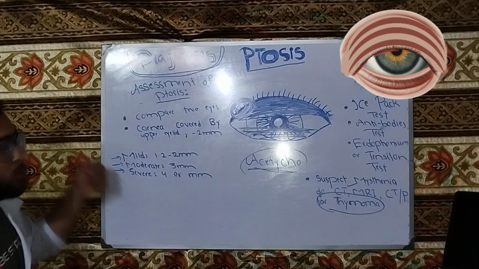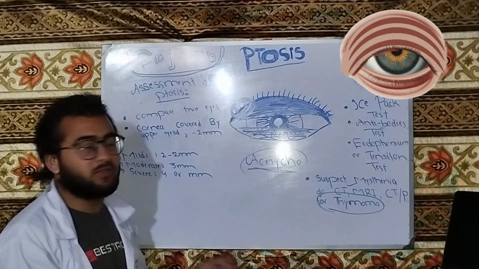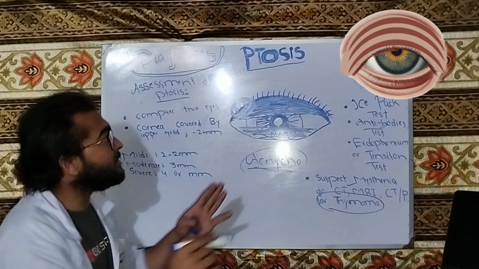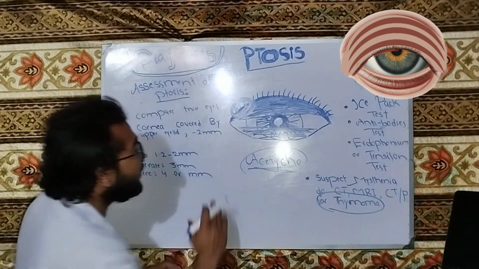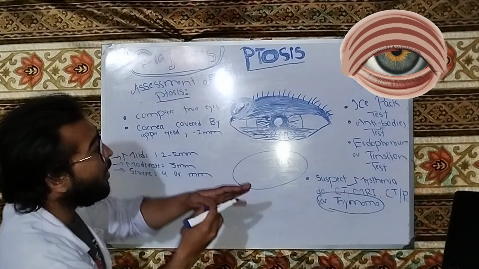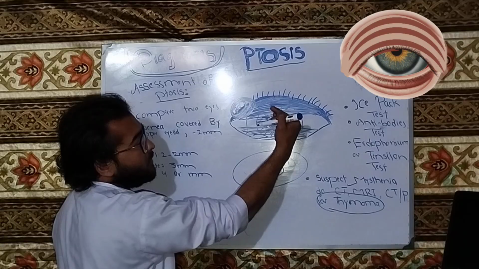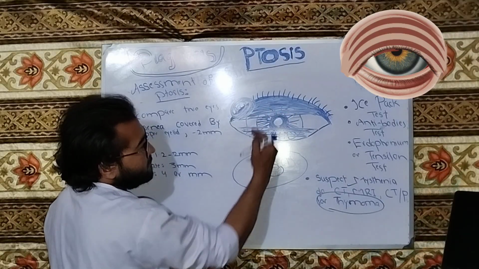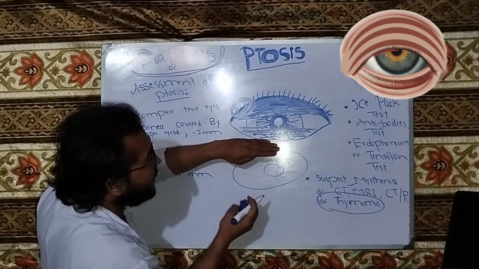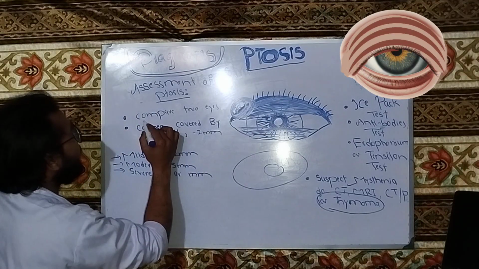Now the assessment of ptosis. How can we measure how much ptosis is present? If the ptosis is unilateral, present in one eye, we will compare the two eyes. For example, this is the normal eye and this is the ptotic eye. We will take the normal eyelid position and subtract it from the abnormal eye, and it will give us the measurement of ptosis.